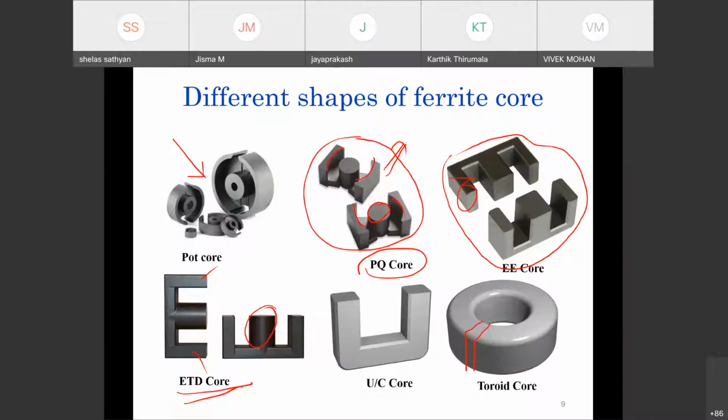Okay, there are other toroidal cores which can be used for inductor design, which have a distributed air gap. This fellow doesn't have any air gap. If you wanted to provide an air gap, you need to break it.